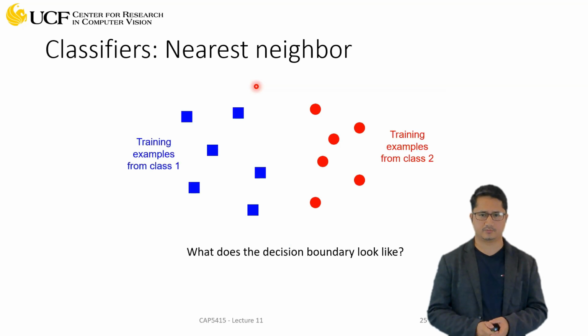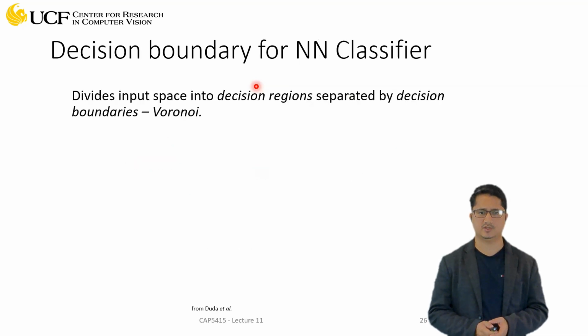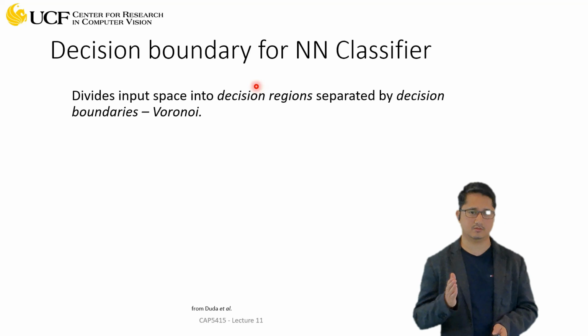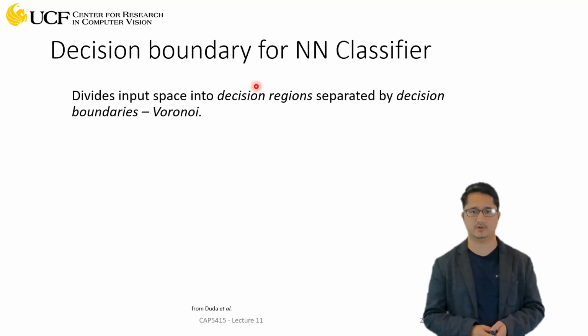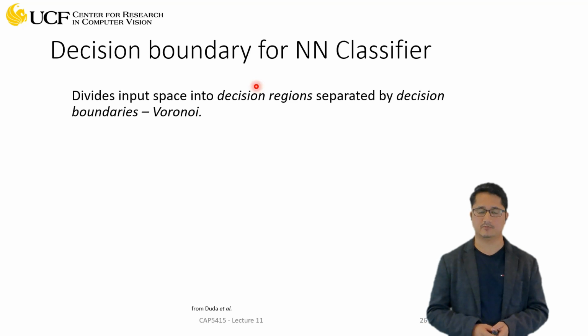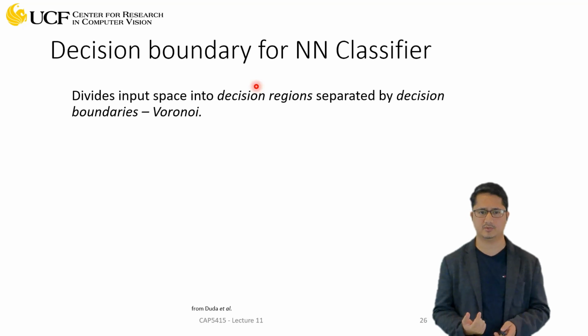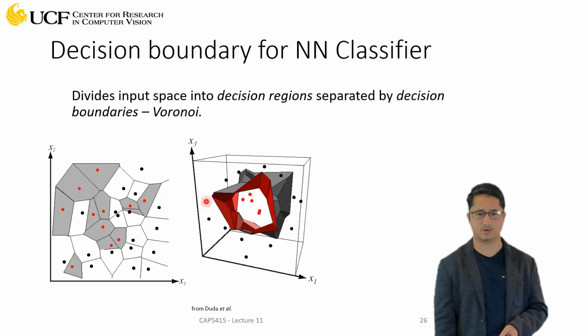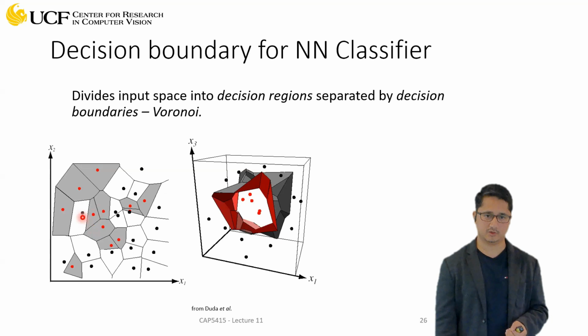I think we can skip the slide. Now the question is, what will be the decision boundary in the case of nearest neighbor? Because what we are doing is, given a testing sample, computing distances from all the training samples. It turns out this is a Voronoi plot, and this is what it looks like. The red dot is class number 1, and the black dot is class number 2.